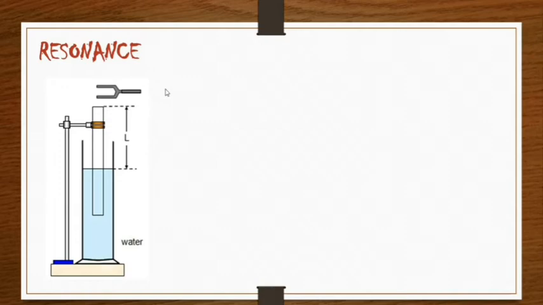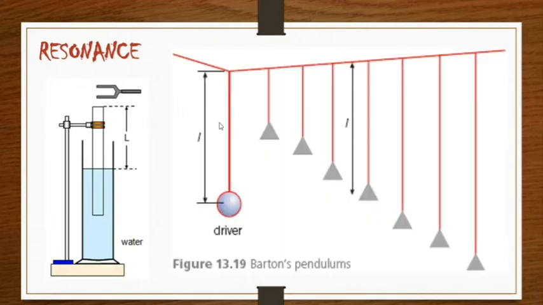Resonance can occur only when the first object is vibrating at the natural frequency of the second object. So if the frequency at which the tuning fork vibrates is not identical to one of the natural frequencies of the air column inside the resonance tube, resonance will not occur and the two objects will not sound out together with a loud sound. Here I have the Barton's pendulum.